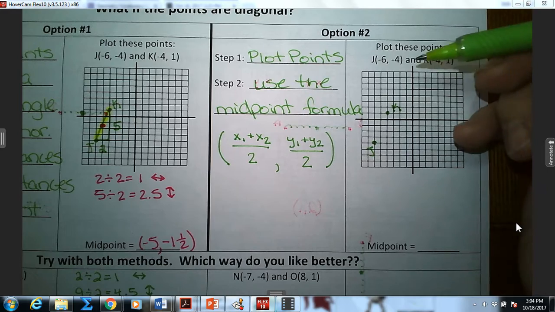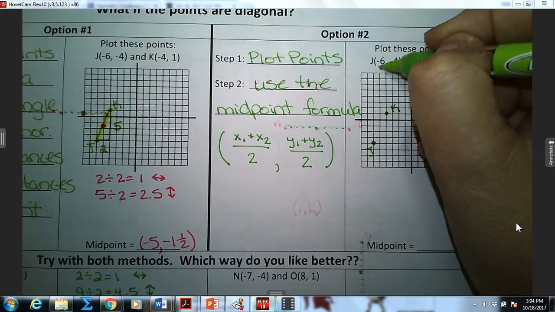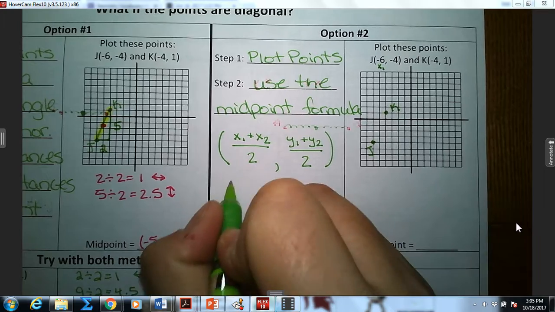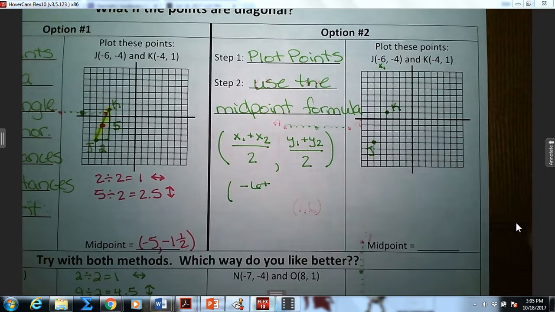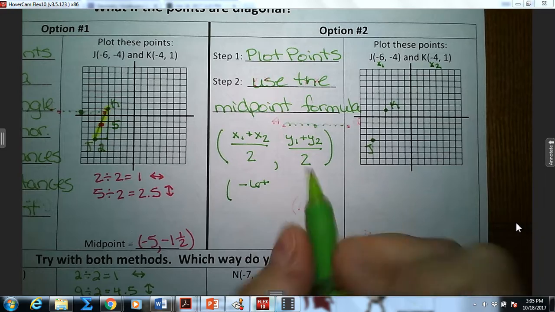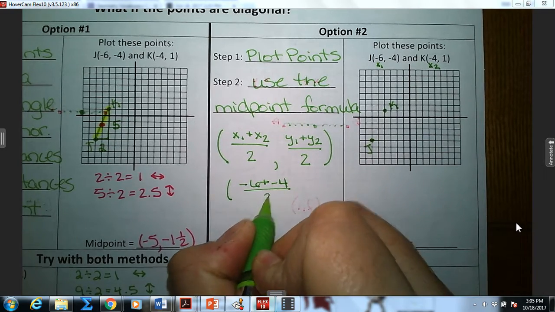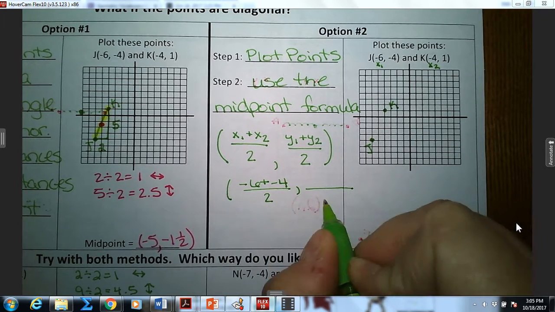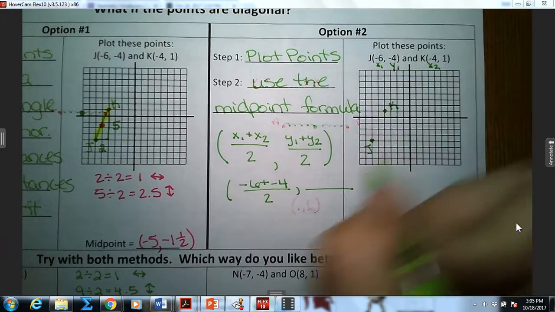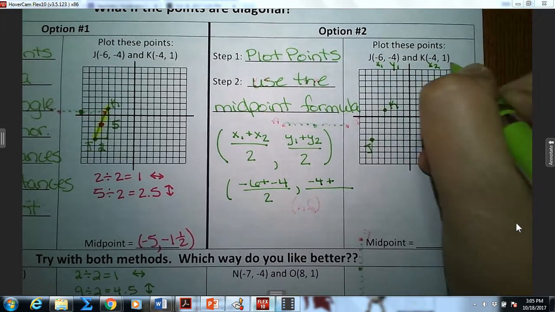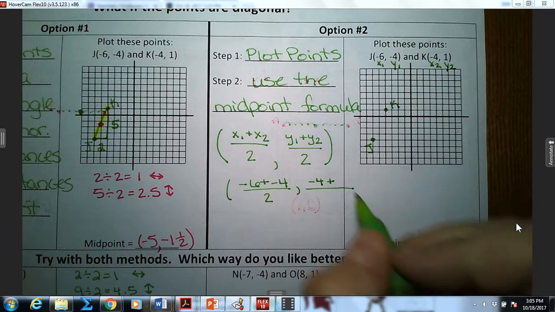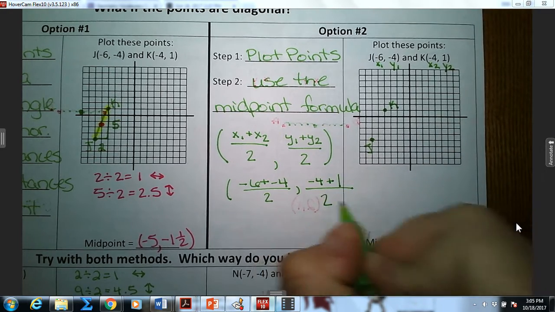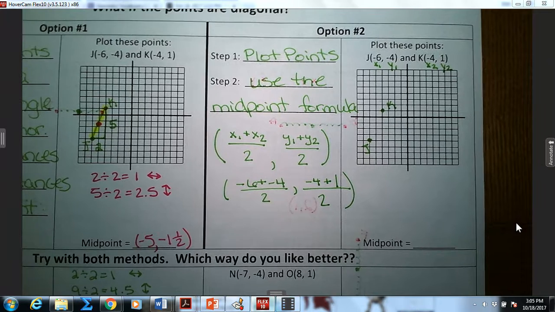Okay, so let's see what that might look like here. x1, from point J, is -6. x2, from point K, is -4, divided by 2, comma. Because this is an x value, these are y values: y1 is -4, and y2 is 1, divided by 2. So I've got my x's on the left, my y's on the right. Now it's all about order of operations.